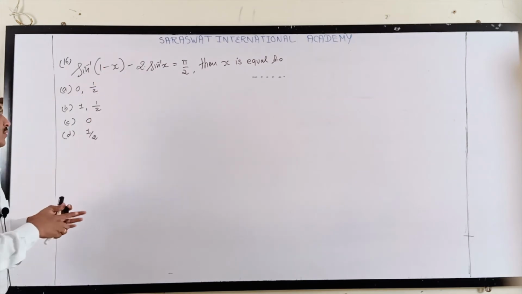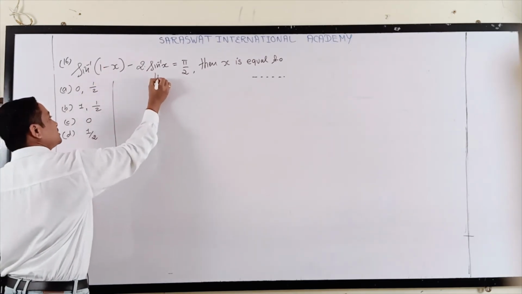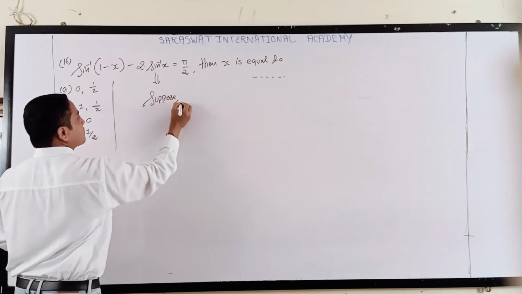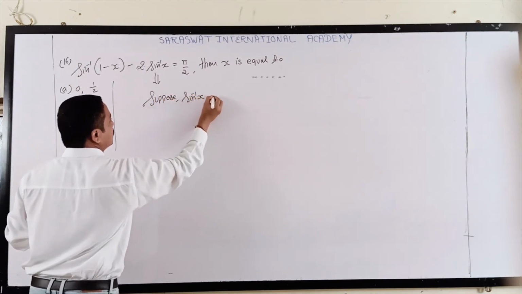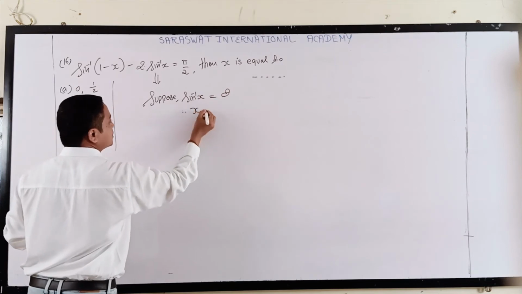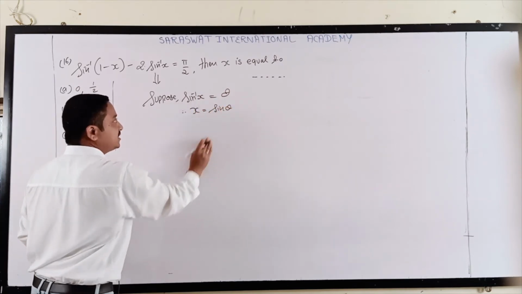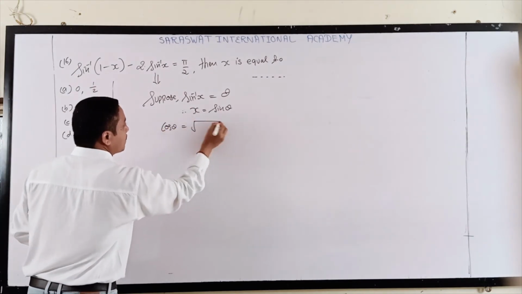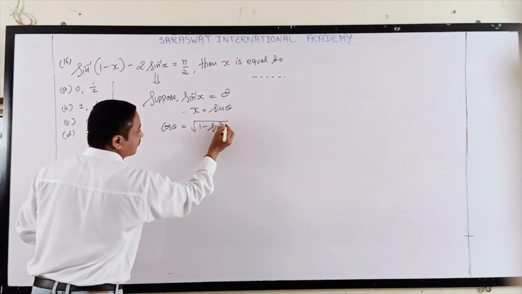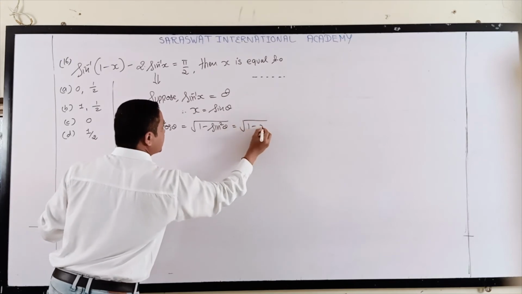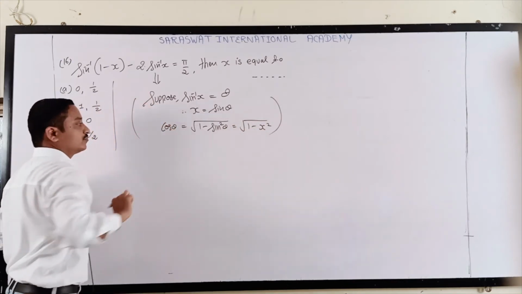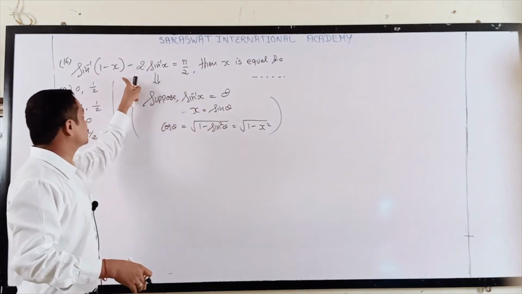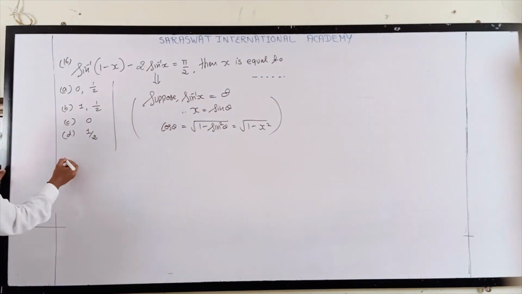Let me start the sum. Suppose sin inverse x is equal to theta. So x is sin theta. Surely cos theta is under root 1 minus sin square theta, so under root 1 minus x square. This cos theta and sin theta both will be used in the further solution.